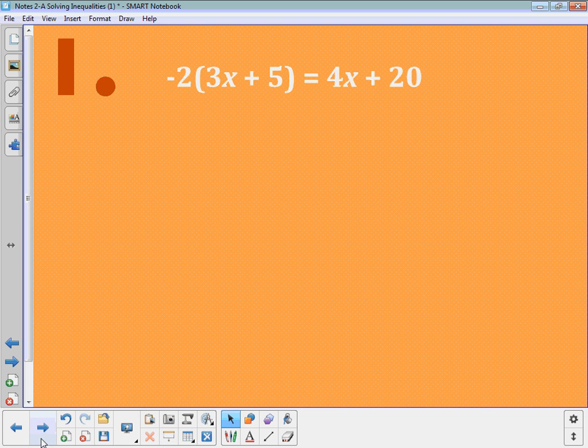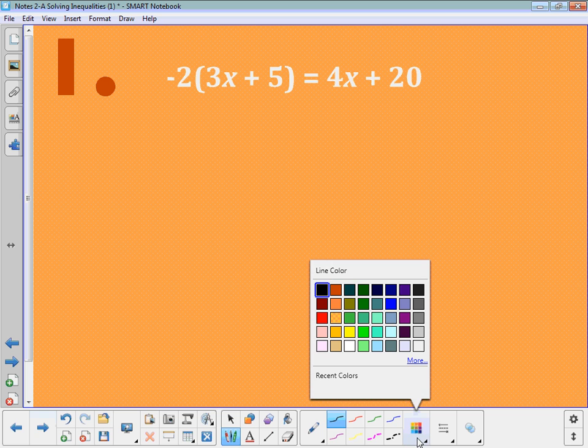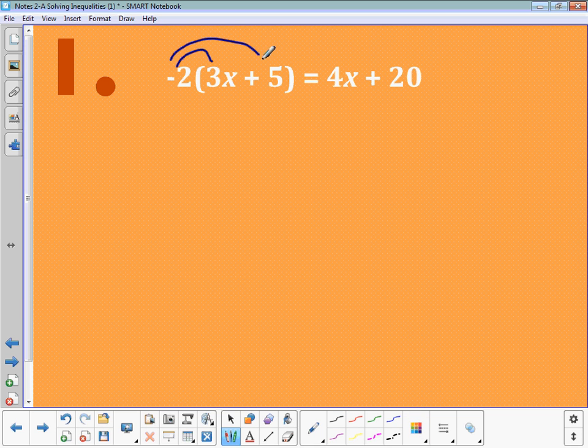Let's take a look at number 1. So we're going to go ahead and we're just going to solve this equation. So it's a little bit more steps than we're used to. So first thing I'm going to do is distribute that in. So that's just step number 1, simplifying both sides. So I have negative 2 times 3 is negative 6. Negative 2 times 5 is negative 10. And then we have this. Okay. Fix that and write that a little bit neater.